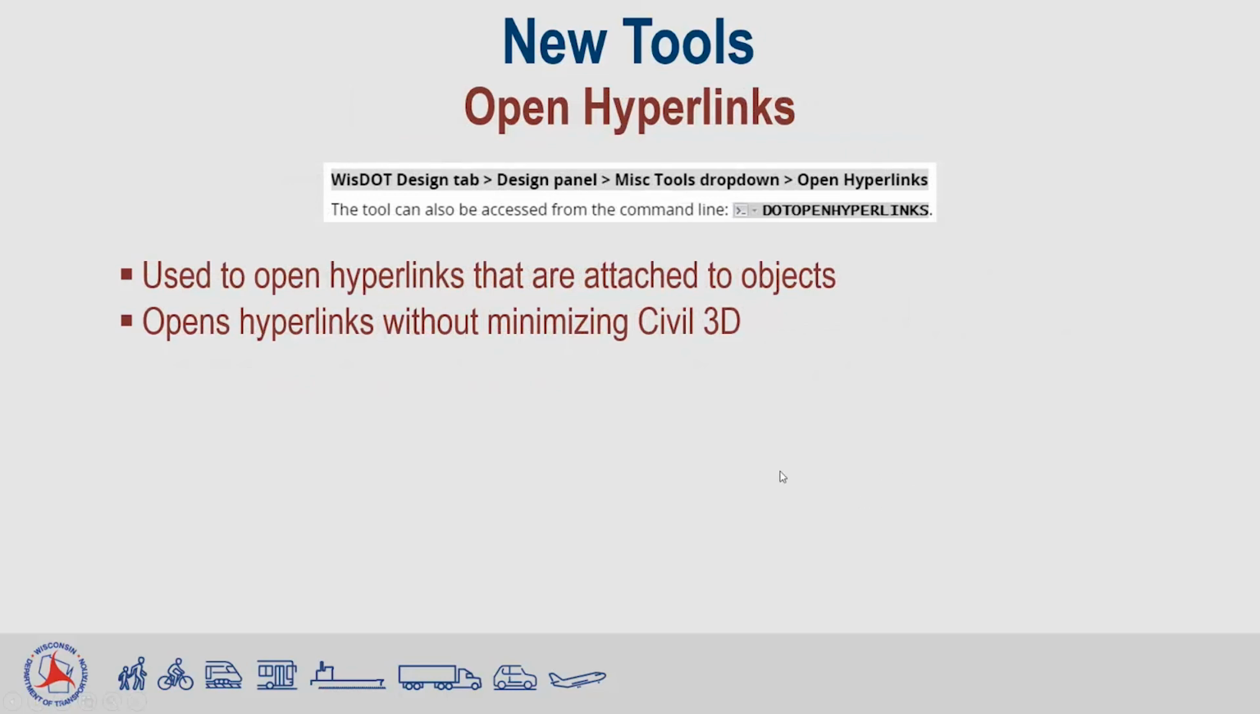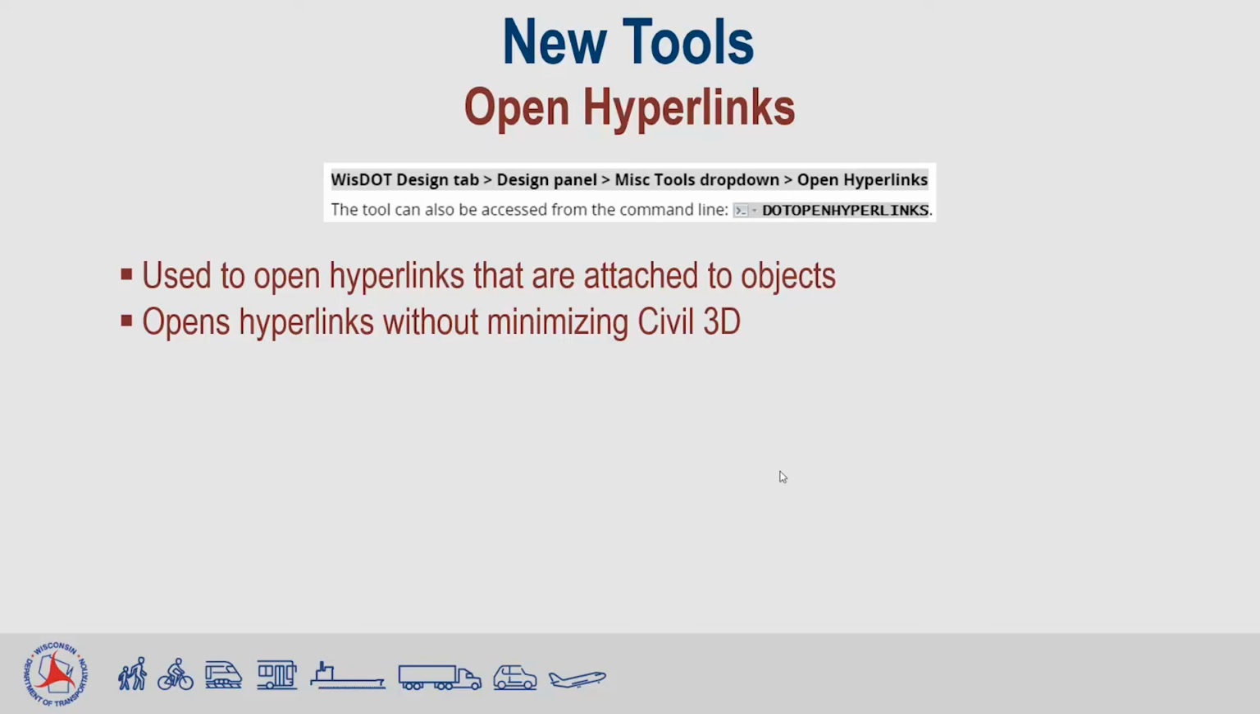Next we've got, this is sort of a simple tool. It's just an easier way to open hyperlinks that are attached to objects in Civil 3D. It's called Open Hyperlinks. Doesn't really fit into any particular bucket on the tab. So we actually have a drop-down menu in Civil 3D called Miscellaneous Tools, and you'll find it right there.